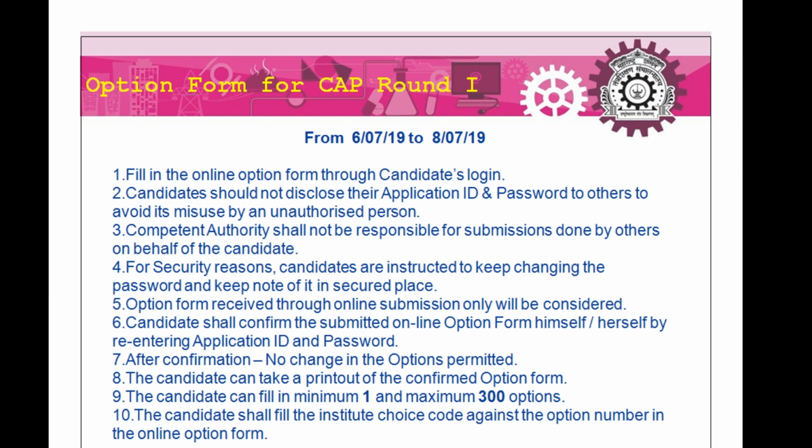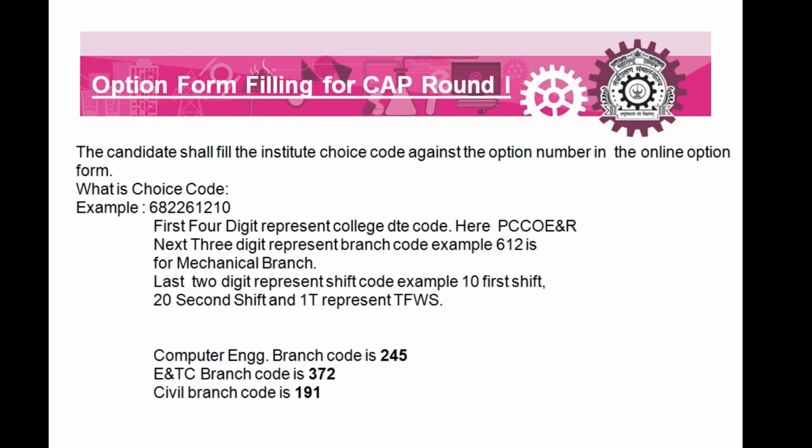Now let us see what we mean by choice code. Take an example of 6822, 612 and 10 as the choice code for one particular college. Let us see what this represents. 6822, the first 4 digits, represent the college detail code. For example, here it is for PCCOER.